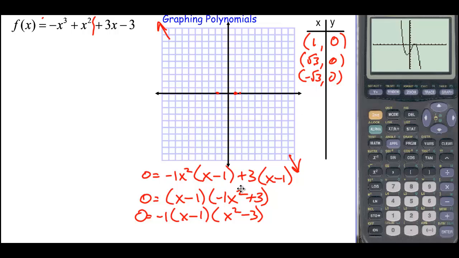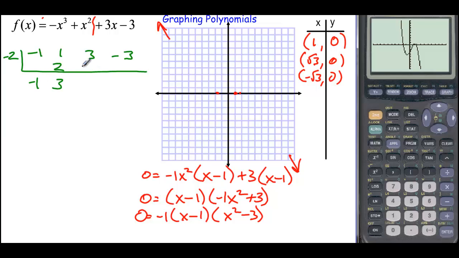But let's say I didn't factor it. I just looked at the graph and said, all right, it looks like it goes through -2. I'm going to use synthetic division to test that, as we talked about in our synthetic division lesson. The coefficients are -1, 1, 3, -3, and I'm going to synthetically divide by -2. Now watch what happens. If I go through this, we get an output of 3. So this is not a solution, because my remainder is not 0.